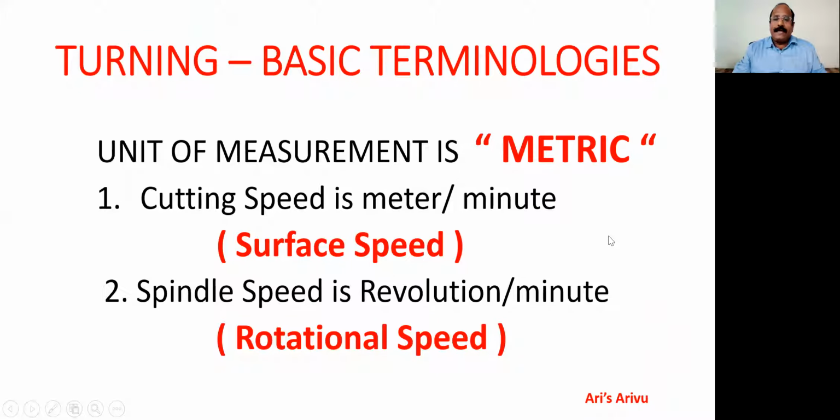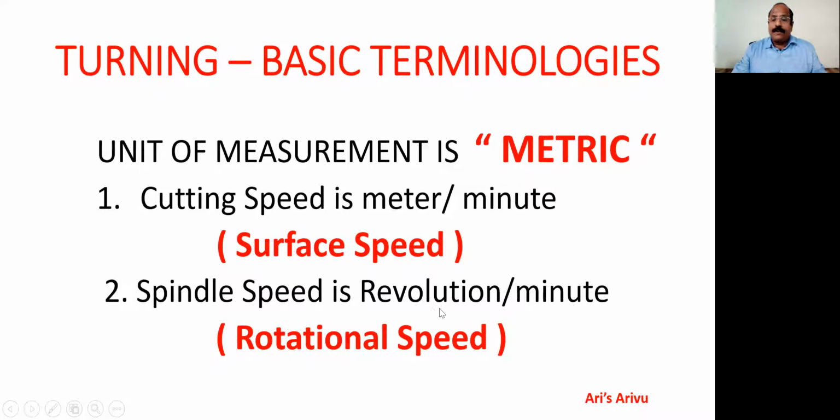So let us come to the units of measurement, the basic terminologies. In this video, I use everything in metric form. That means millimeters, meters, Pascal, Newton, only those units, not inches. Cutting speed is in the unit of meters per minute. That is surface speed, meaning the material is cut at the surface at a particular speed. That is what is called cutting speed, which is normally given by the tool manufacturer.